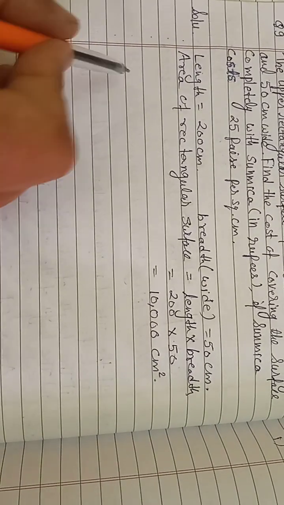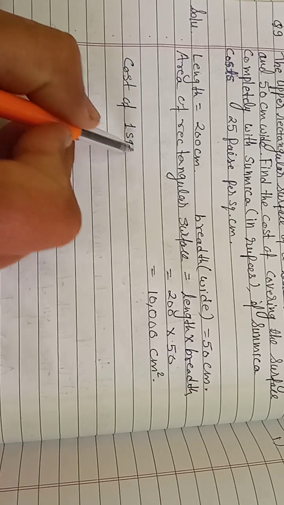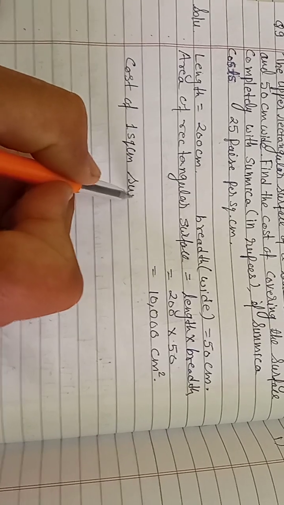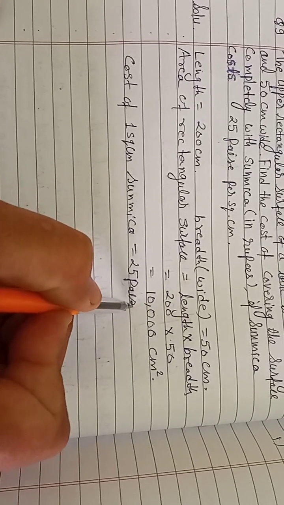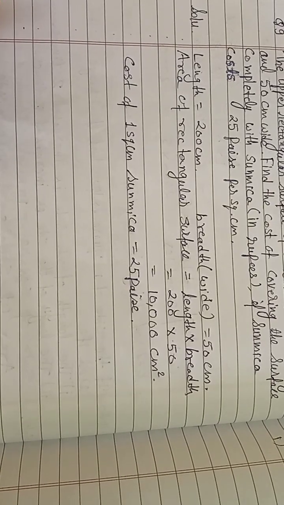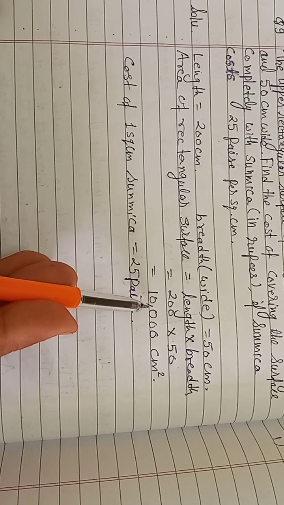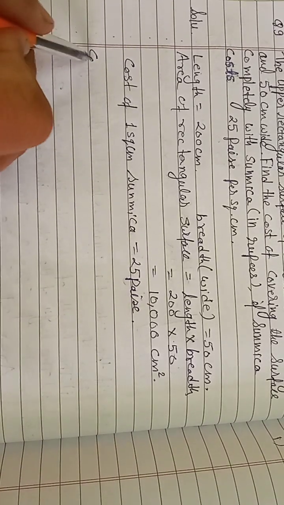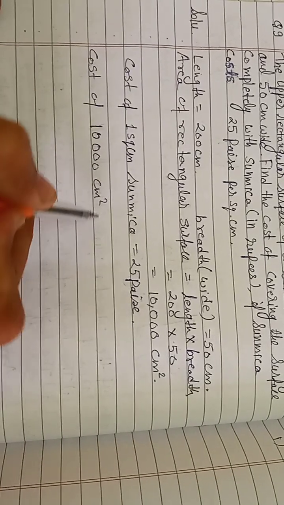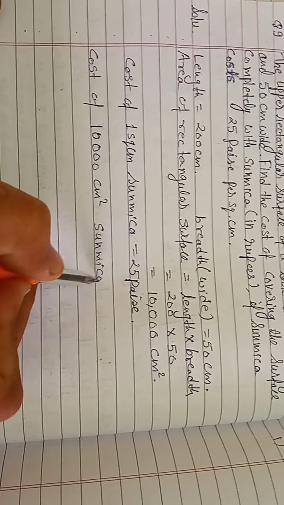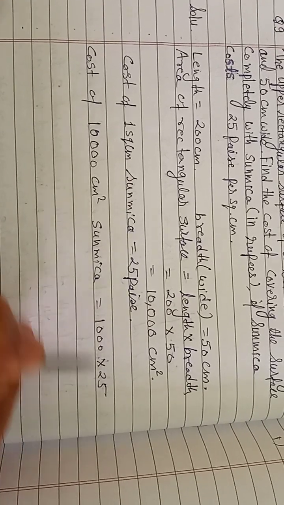Now what is the cost given? Cost is given: cost of 1 square centimeter Sanmaika equal 25 paisa. So, what is the area of our Sanmaika? We have to find out. That is 10,000 centimeters square. So, cost of 10,000 centimeters square Sanmaika equal 10,000 into 25.